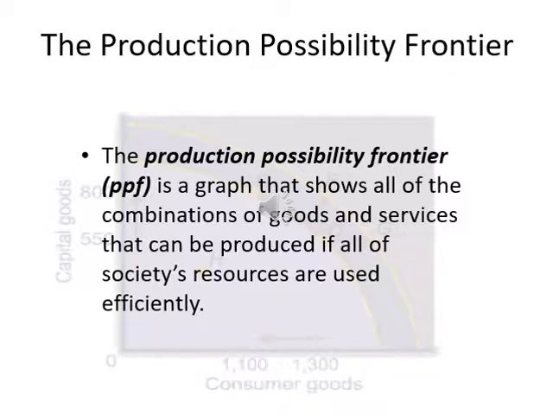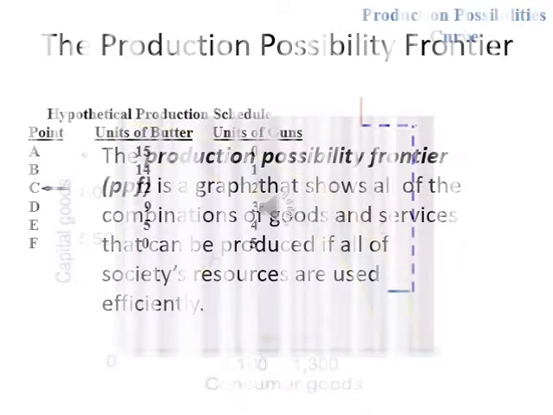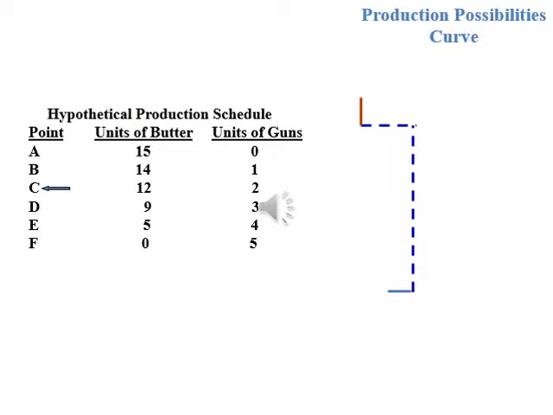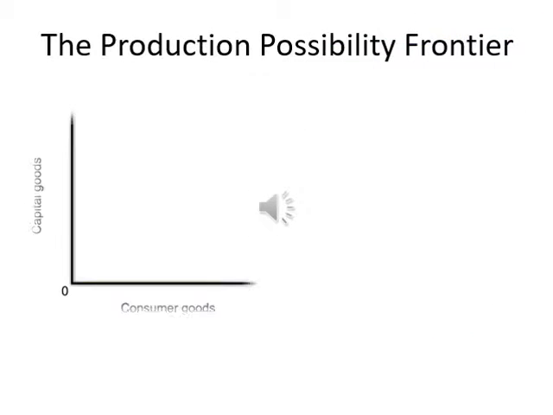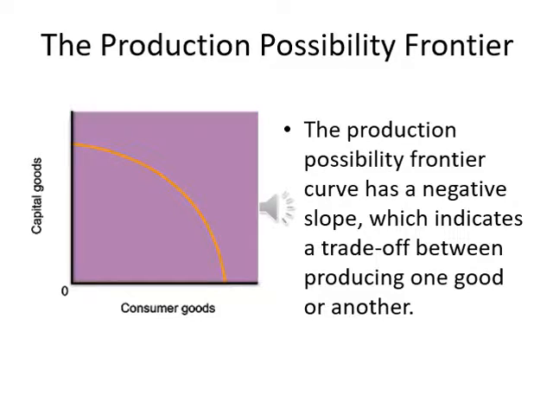The production possibility frontier, PPF, is a graph that shows all of the combinations of goods and services that can be produced if all of society's resources are used efficiently. Hypothetical production schedule and curve. The production possibility frontier curve has a negative slope, which indicates a trade-off between producing one good or another.